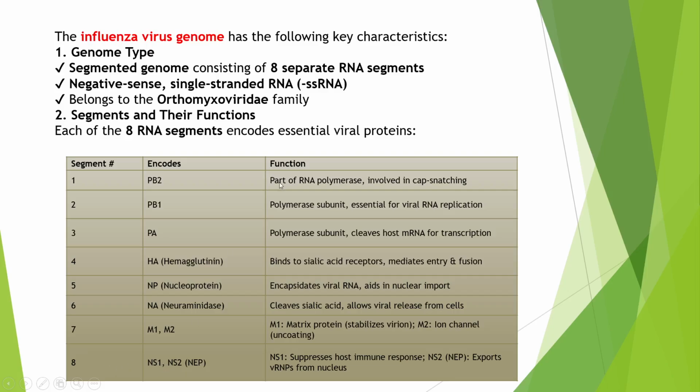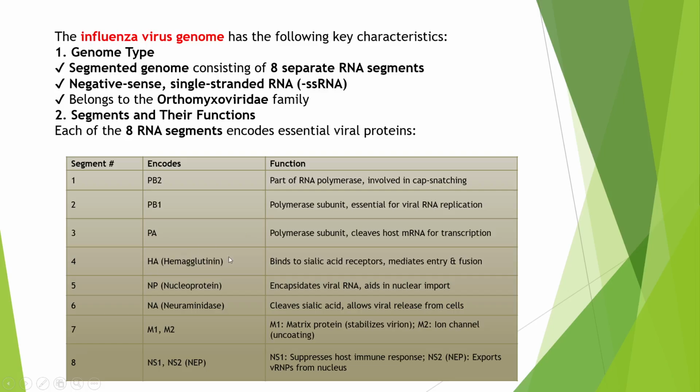So the first segment codes for PB2. As you know, it's part of the RNA polymerase complex. It is involved in cap snatching, which is one of the steps in that. Then PB1 is also a subunit of the polymerase complex, and it is essential for viral RNA replication. PA is also a subunit, so these three are subunits of the polymerase. PA cleaves the host mRNA for transcription.